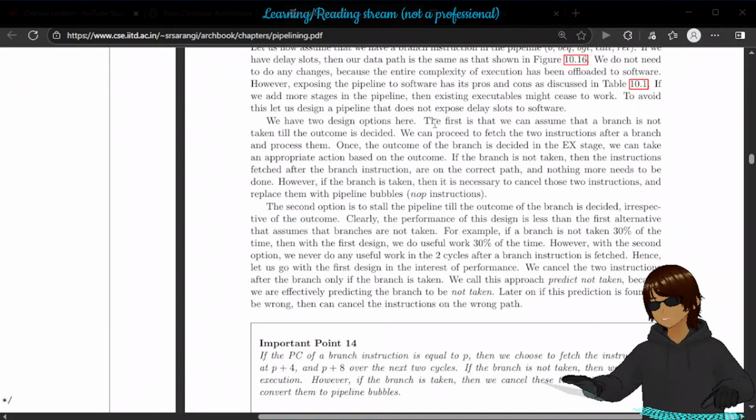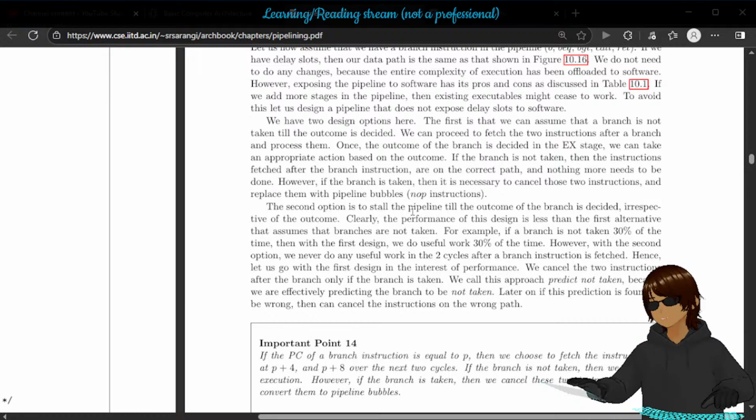We have two design options here. The first is that we can assume that a branch is not taken till the outcome is decided. We can proceed to fetch the two instructions after a branch and process them. Once the outcome of the branch is decided in the execute stage, we can take an appropriate action based on the outcome. If the branch is not taken, then the instructions fetched after the branch instruction are on the correct path, and nothing more needs to be done. However, if the branch is taken, then it is necessary to cancel those two instructions and replace them with pipeline bubbles.